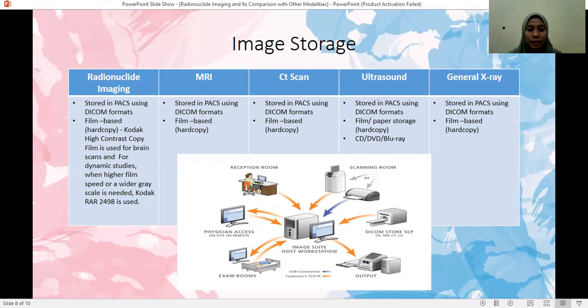And for radionuclide imaging, if it uses film base, hard copy, it will use Kodak high contrast copy film for the brain scan, and for the dynamic studies, when higher film speed or a wider grayscale is needed, the Kodak RAR 2498 is used.